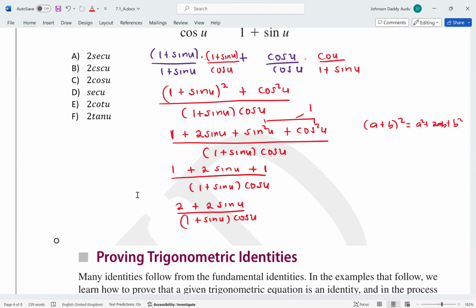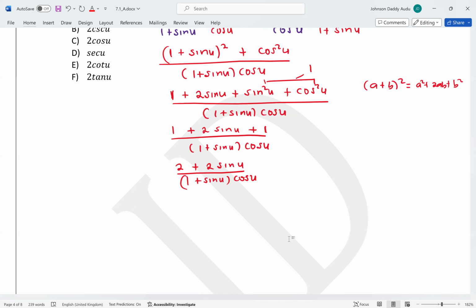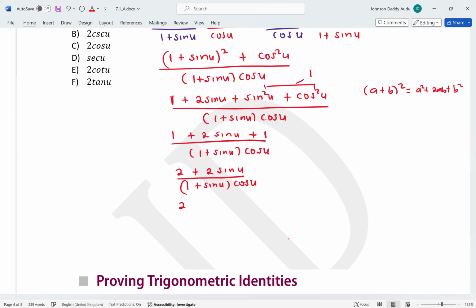All right. So what can we do here? This we can simplify. We can take 2 as a common factor so that we have 2 times 1 plus sine of u over 1 plus sine u multiplied by cosine of u. This and this will go. So we'll have just 2 over cosine of u. And what is 2 over cosine of u? This is the same thing as 2 sec u.